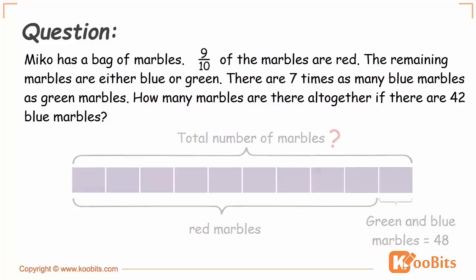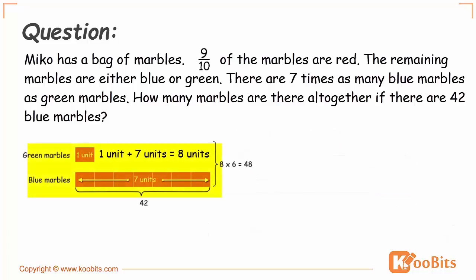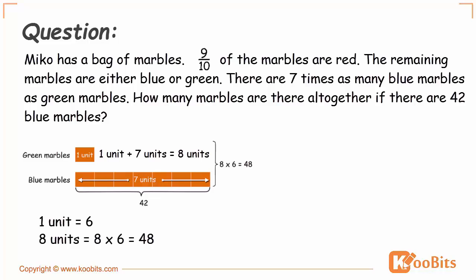From the earlier steps, we know that the number of blue and green marbles is represented by 8 units, and 1 unit is equal to 6. 8 units are equal to 6 multiplied by 8 equals 48. There are 48 blue and green marbles altogether.